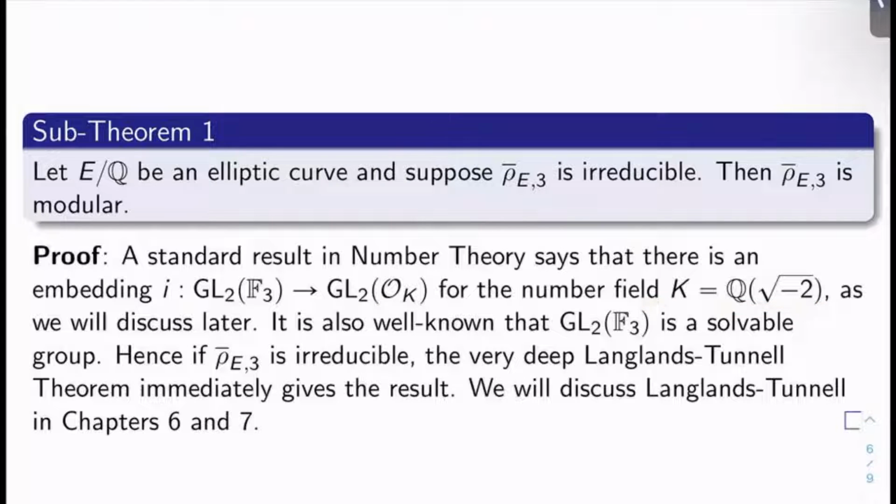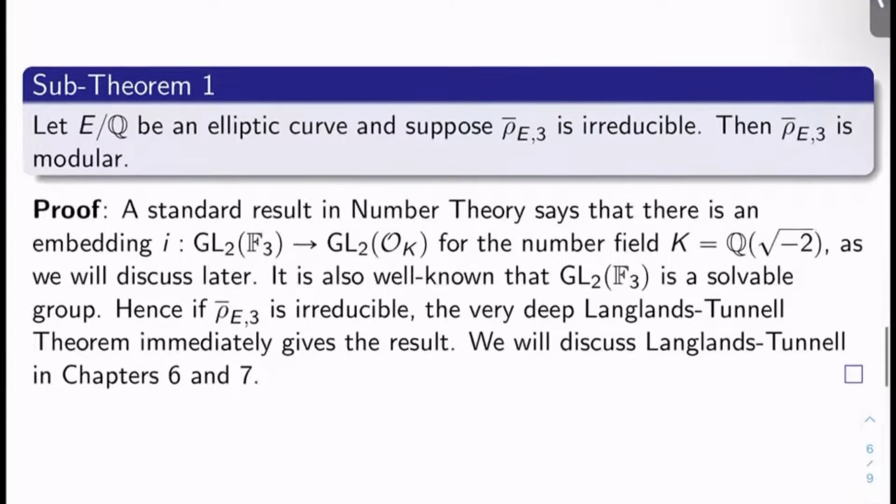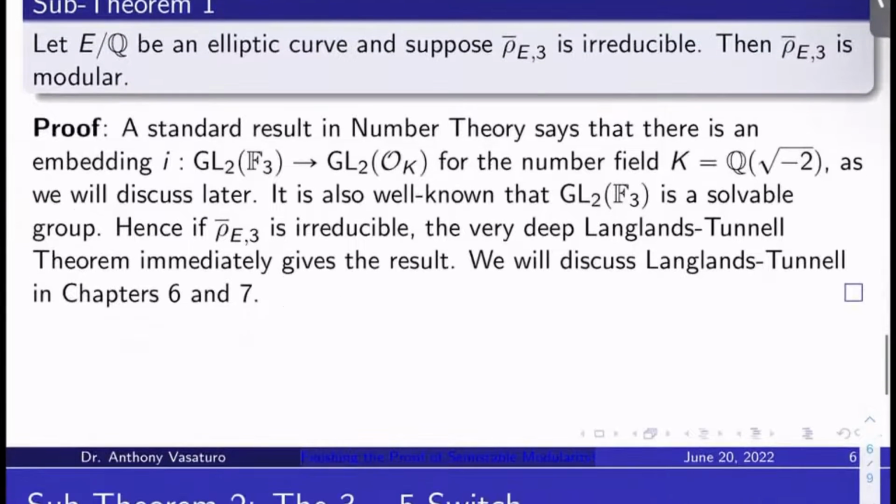This is actually pretty easy to see. We'll discuss this later. It's also well known that GL2(F3) is a solvable group. Hence, if rho bar E3 is irreducible, the Langlands' tunnel theorem immediately gives the result. We'll be discussing Langlands' tunnel in chapters 6 and 7, but it is a very, very hard theorem. It's one of the hardest theorems that's invoked in the proof of semi-stable modularity. So we'll dedicate quite a lot of time to it, although not nearly as much time as we could and should probably.